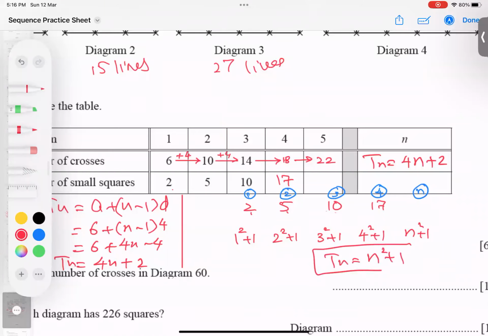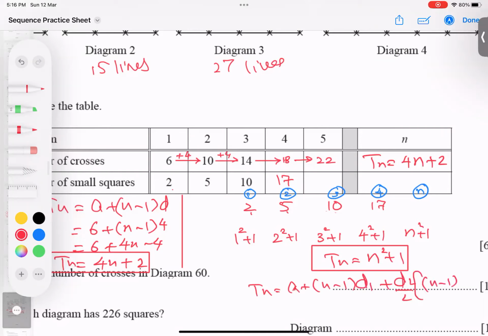But hold on. If you're not confident with this way, if you don't like this way, then a long formula is available, and that is a plus n minus 1 into d1 plus d2 divided by 2 into n minus 1 into n minus 2. So use this formula if you don't like this way. But I hope the point is very, very clear. Okay, let's go for the next part.